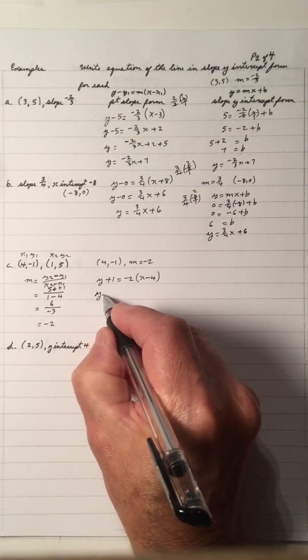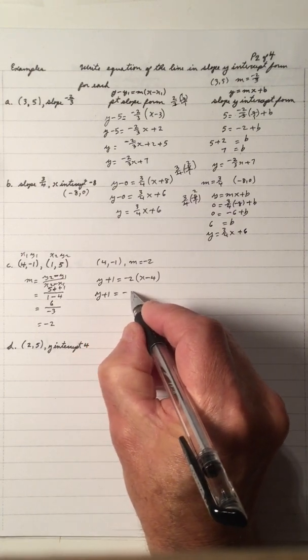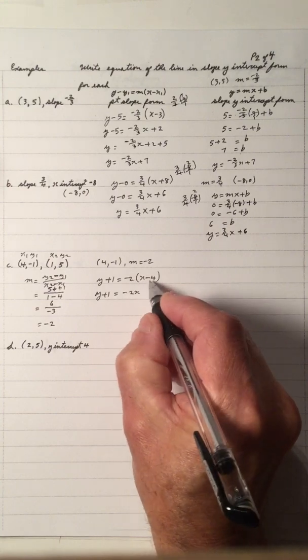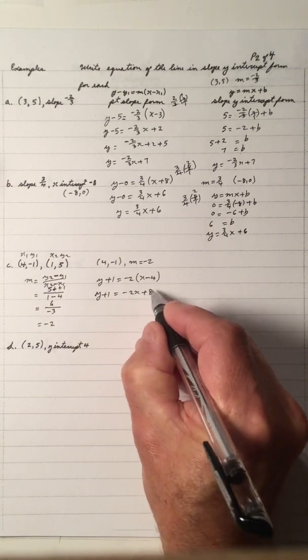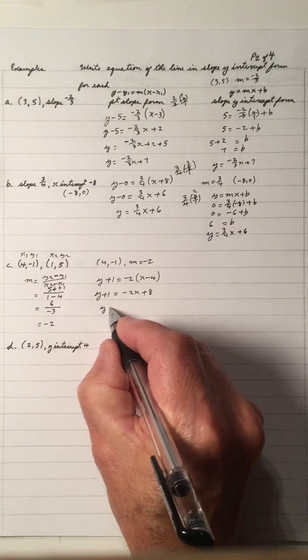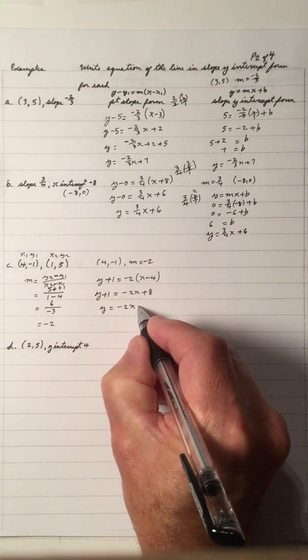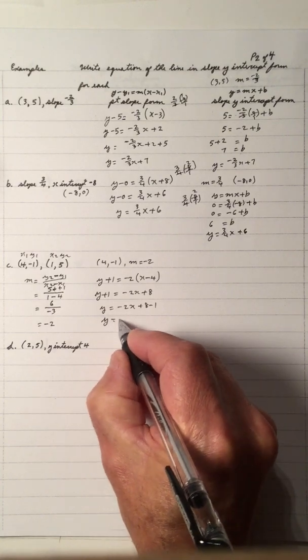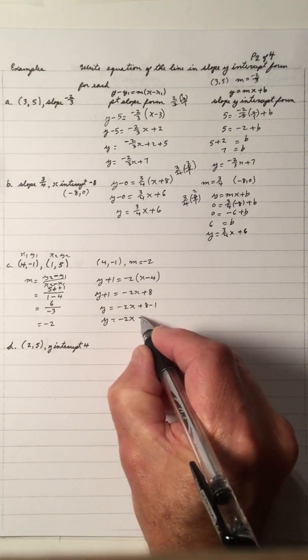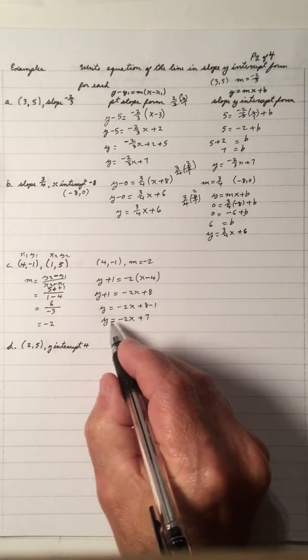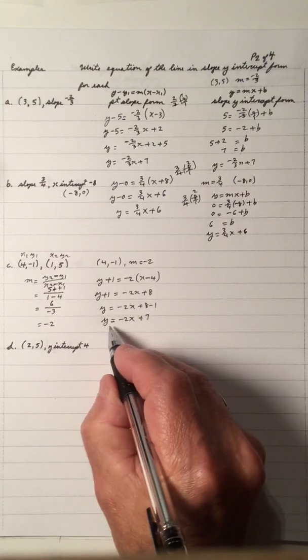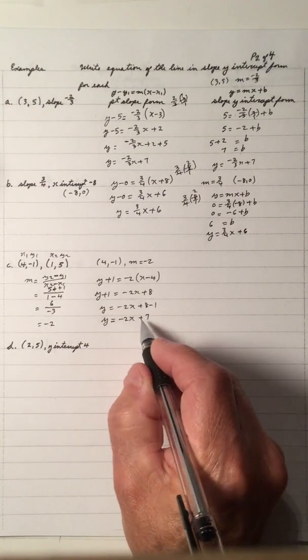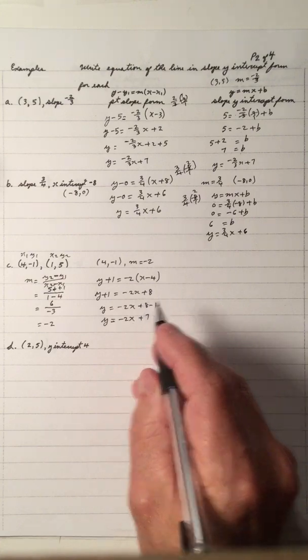And simplify. Remove the brackets. -2 times x. -2 times -4. And the 1 goes to the right side to become a -1. So I have -2x plus 7. So now I have y equals mx plus b, which is the slope y-intercept form.